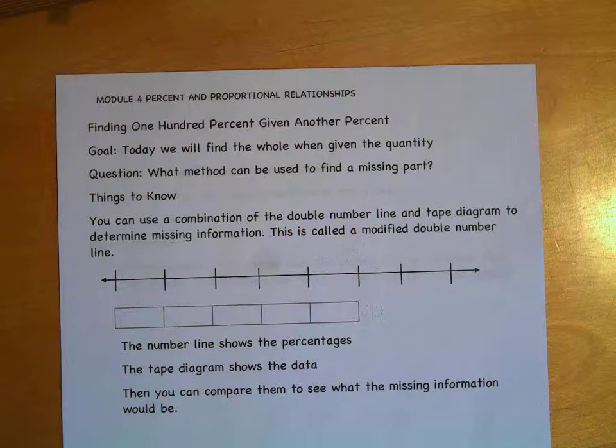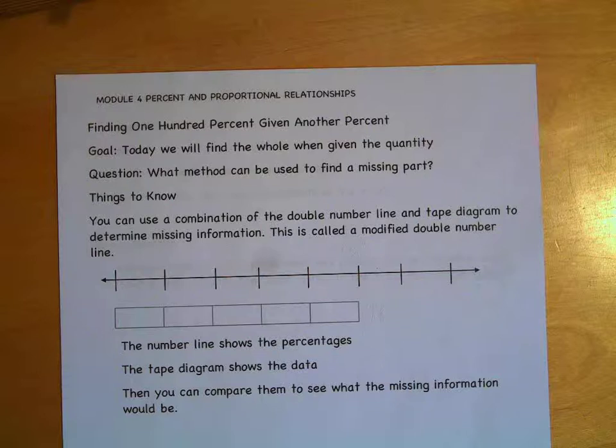The question that I want you to think about in this lesson is, what method could be used to find a missing part? So what you need to know about this lesson is that they are going to give you a percent, but it is not going to be 100%. It is going to be a different percent, and your job is to figure out what is the numerical value that 100% represents. So basically, you're finding the whole.